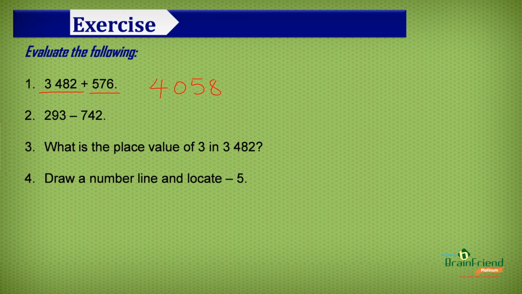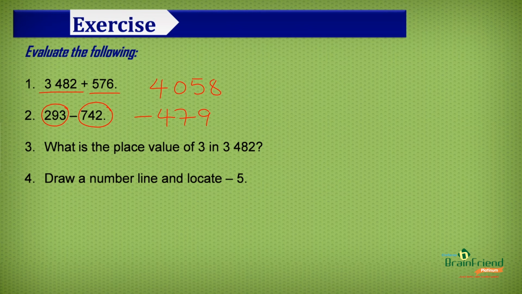Question 2 says 293 minus 742. Now, did you observe that you are taking a larger number from a smaller number? Now, it is quite easy, just like I taught you earlier. What you should do is to have the bigger number on top of the smaller number, do your subtraction, and then add a negative sign. Well, if you have done that correctly, the correct answer should be -479.